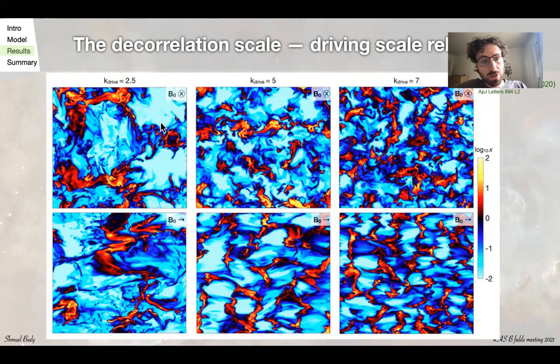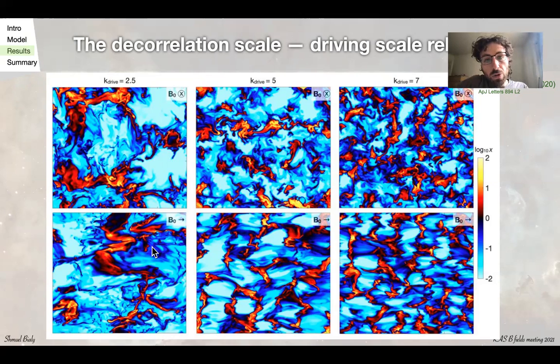So here the B field goes into the screen, and here it's in the plane of the screen. And by eye already you can see that here in the upper panels, the density fluctuations are rather isotropic. And here they are highly non-isotropic, as expected. And in fact, the density is more compressed when it goes along the magnetic field lines here. These filaments are thin when perpendicular to the field lines.